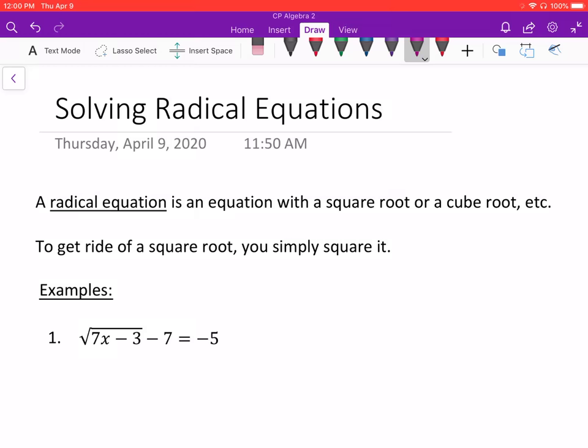We're talking about solving radical equations. To define that, a radical equation is an equation with a square root or a cube root, or it could even be bigger, like a fourth root or a fifth root. To get rid of a square root in an equation, all you need to do is square it.